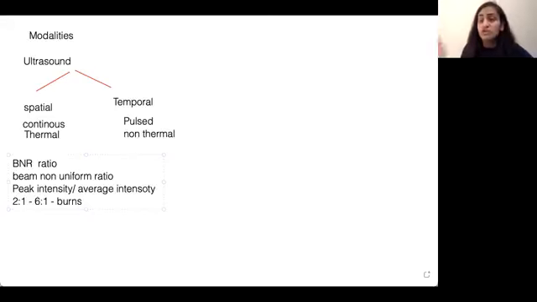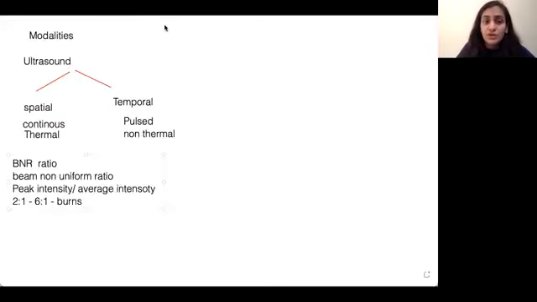1:1 is not possible. So the range that you should get should be between 2:1 to 6:1. Higher than 6:1 is going to cause burns. 6:1 is not good, but it's still acceptable because it's not going to cause burns. Higher than 6:1 is going to be the one that's going to cause burns.